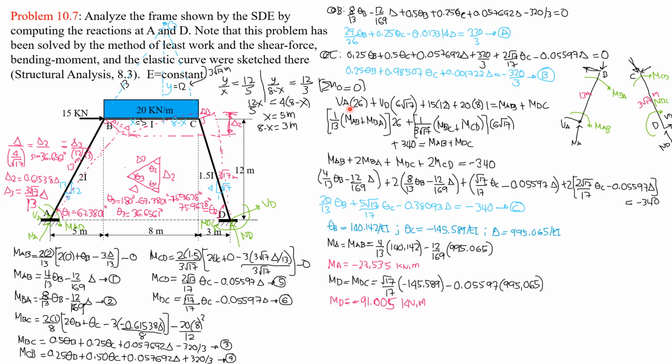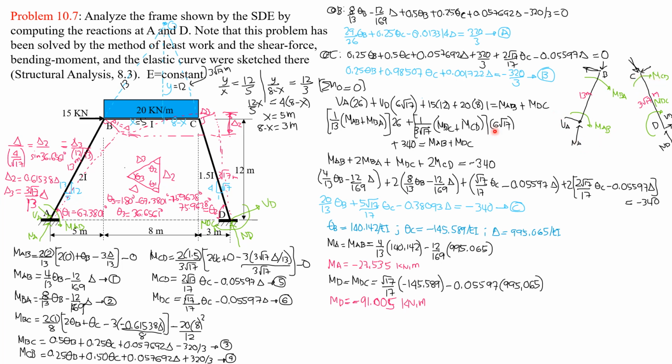Since the free body diagram of AB, we consider AB here, this is the free body diagram, summation moment about B equals 0. Since we assume MAB as clockwise, MBA is also clockwise, so summation moments about B equals 0. Shear at A times 13 equals MAB plus MBA. Likewise, summation moment about C equals 0. Shear at D times 3 square root of 17 equals MDC plus MCD.